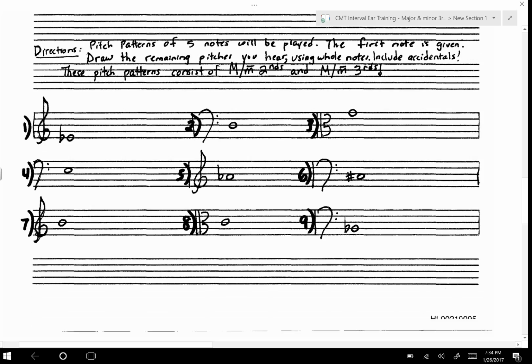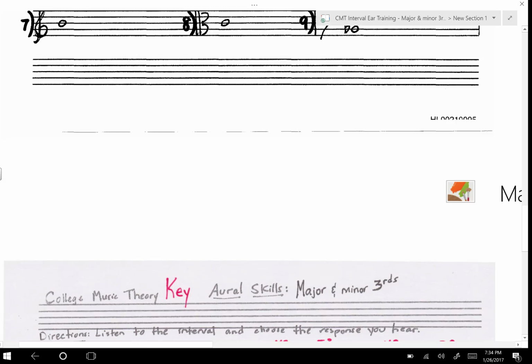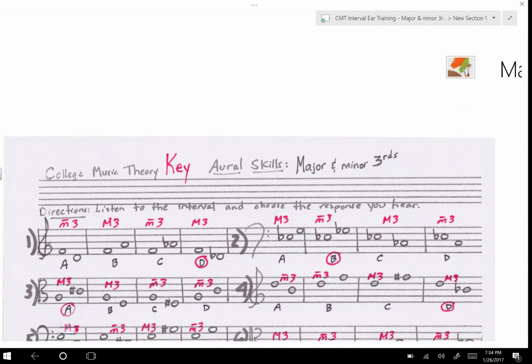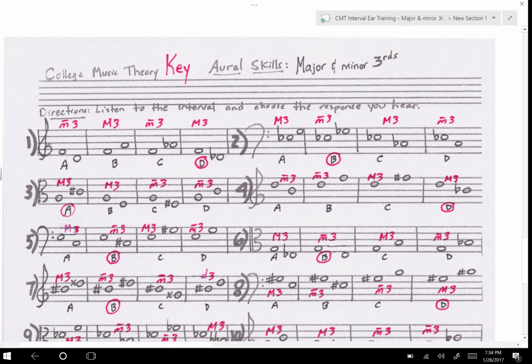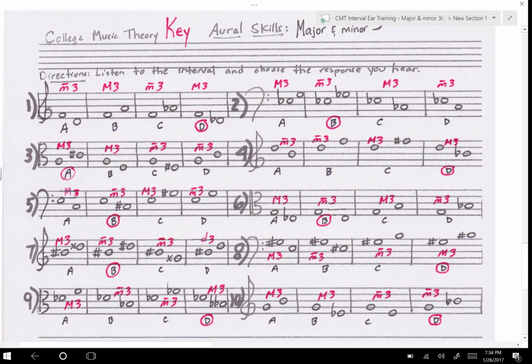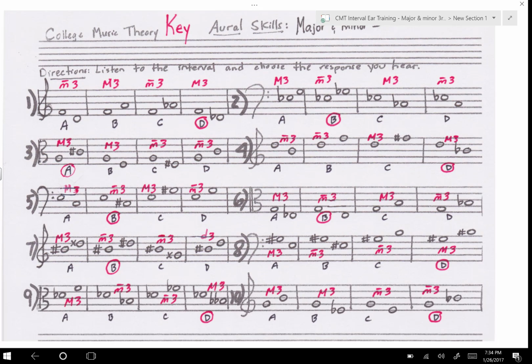Okay, now let's go back to part 1 and we'll check our answers and see how we did. Now, I've written the specific interval above each of the 4 in each question. You did not have to do that. Number 1 was D. It was a major third descending. Let's listen to all 4 of these in a row.